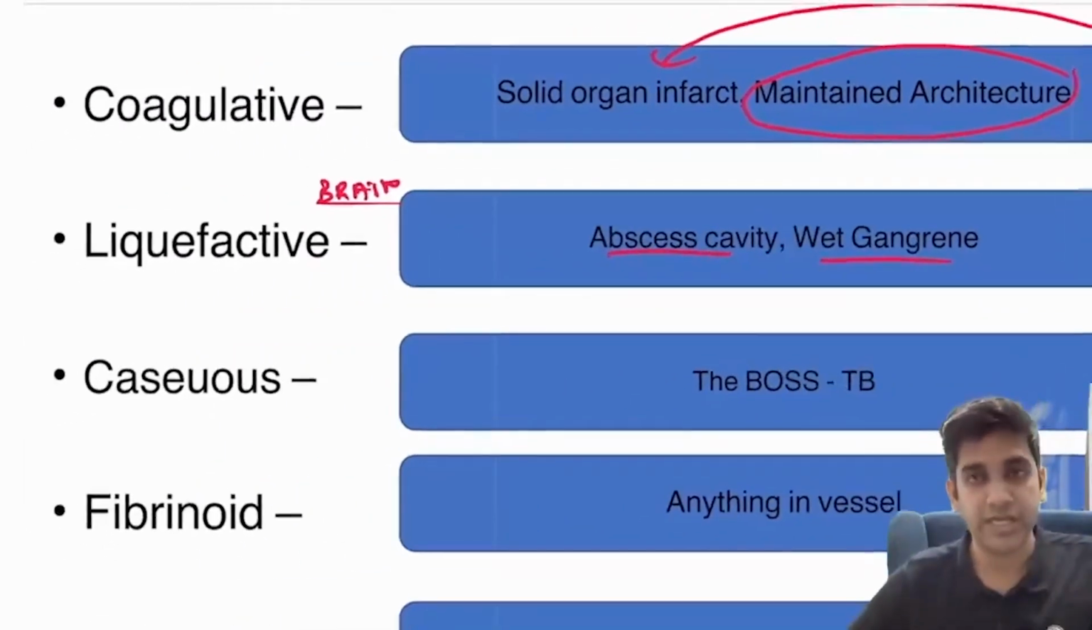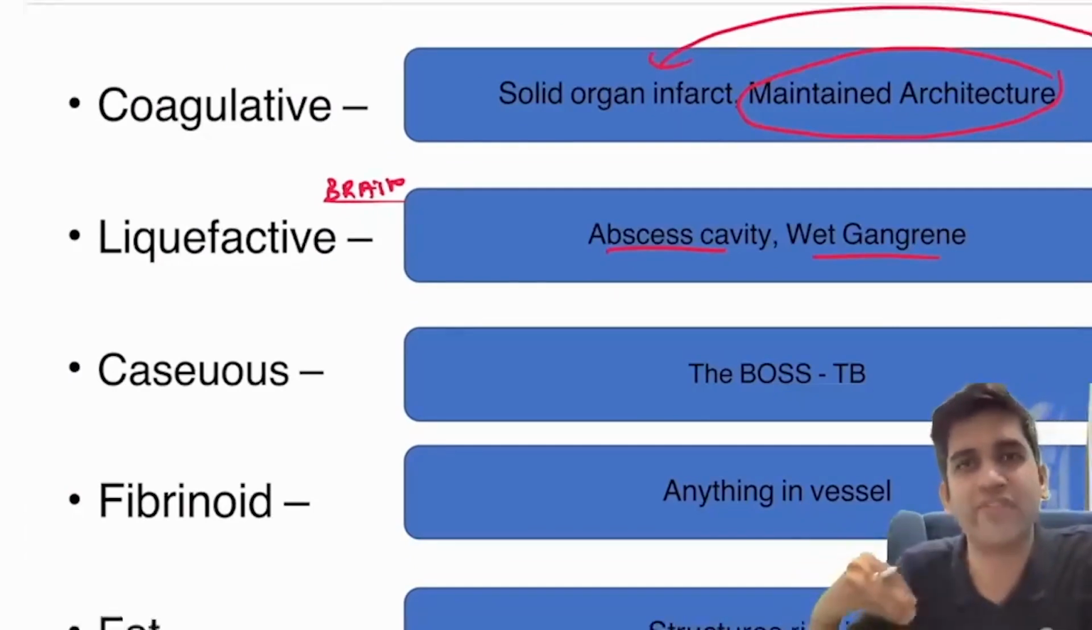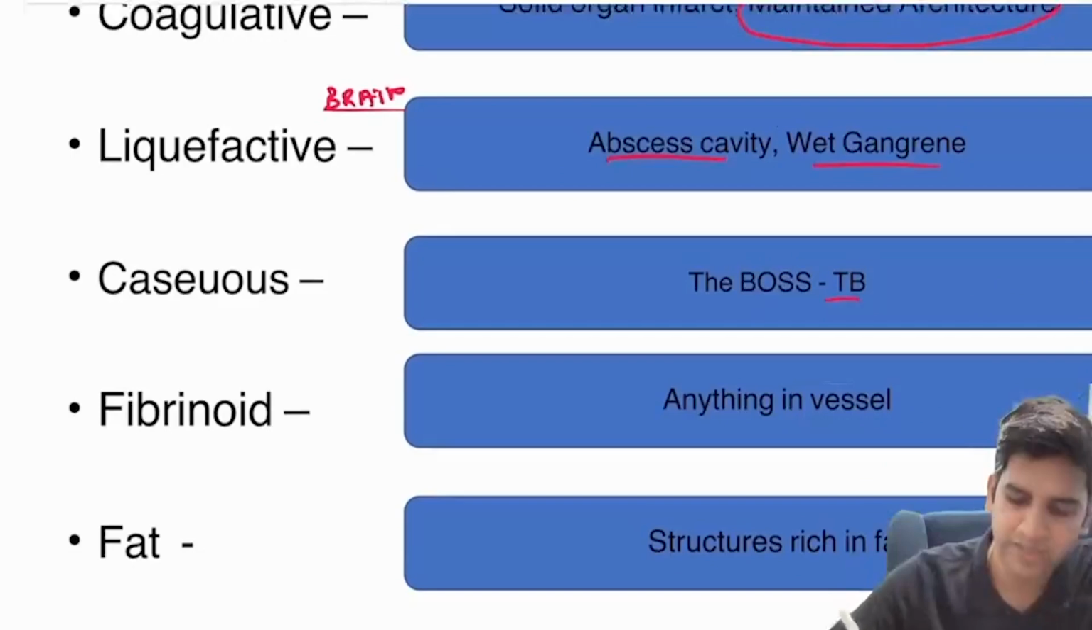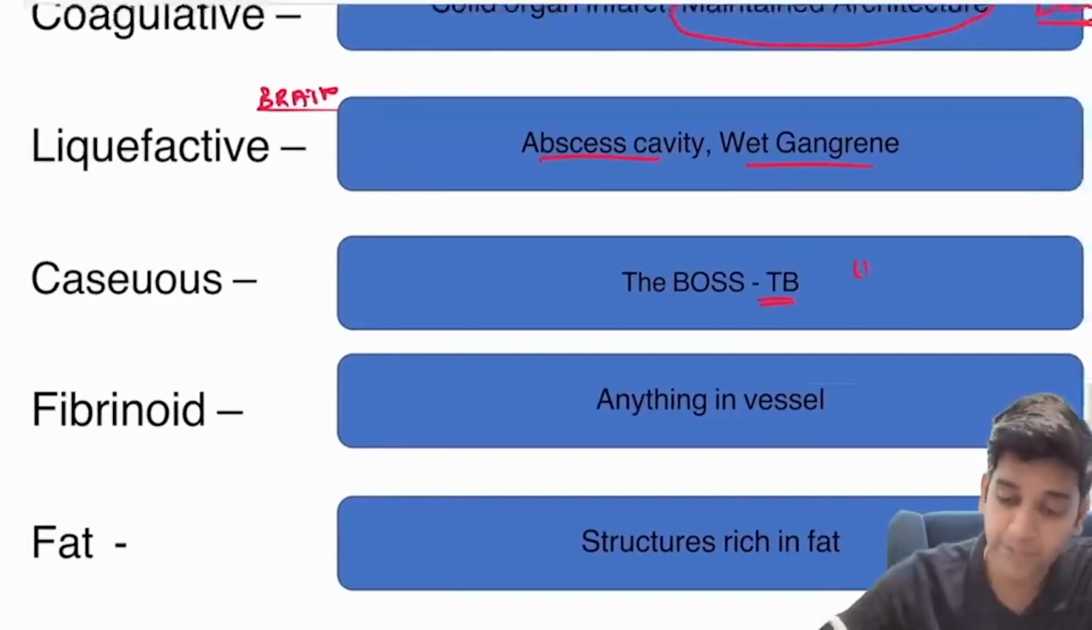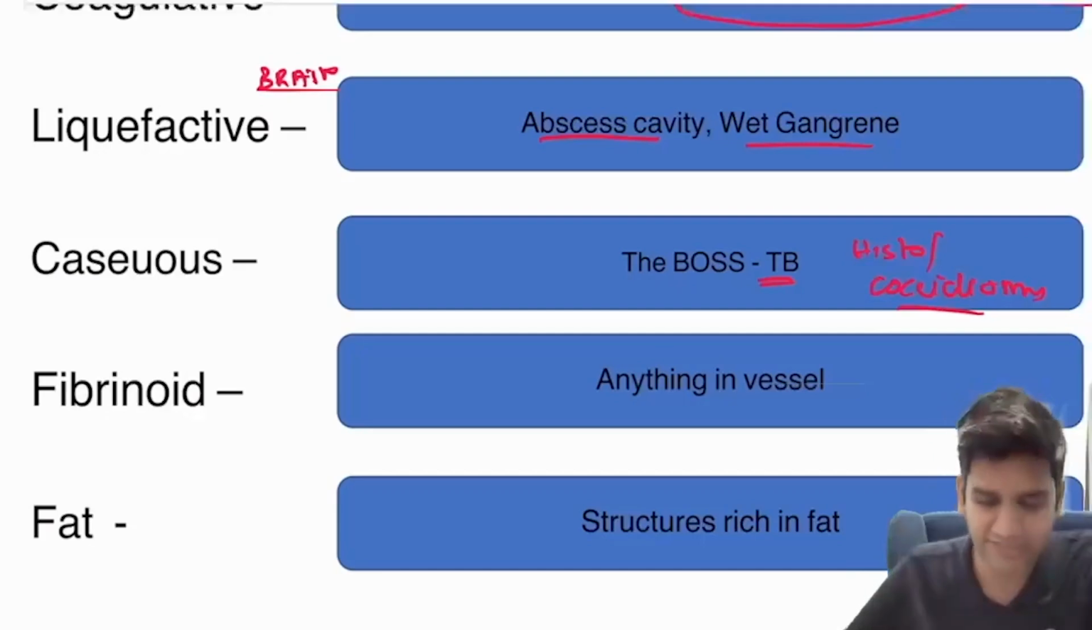Caseous actually is a gross terminology, it's not a microscopic terminology. Grossly, if you have a cheesy appearance, you call it caseous necrosis. Caseous necrosis, one thing is tuberculosis. Apart from that, histoplasma can have caseous necrosis. SLE also can have caseous necrosis, right? Just running through because we already know all these things, right?